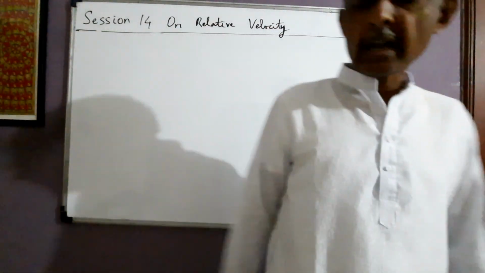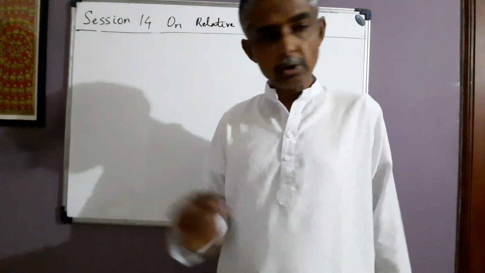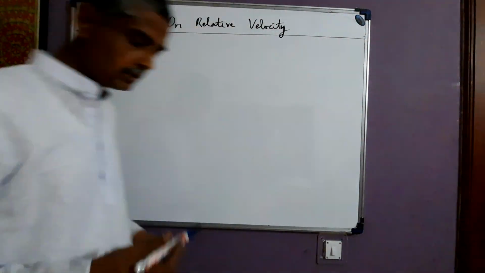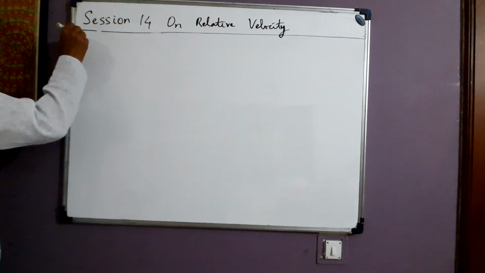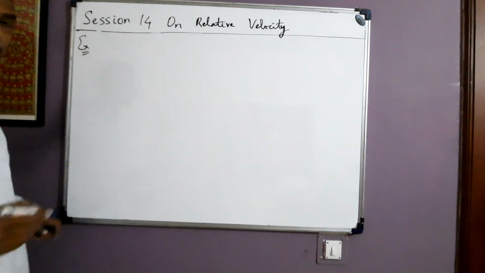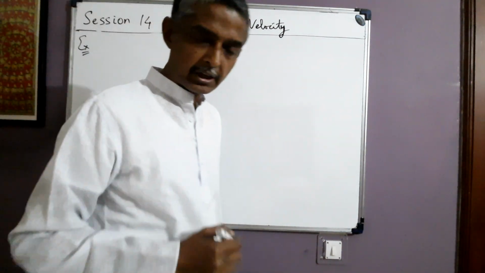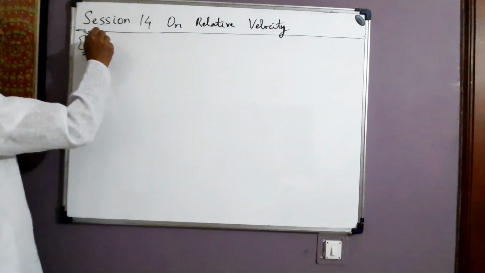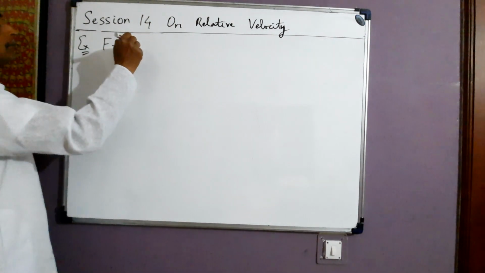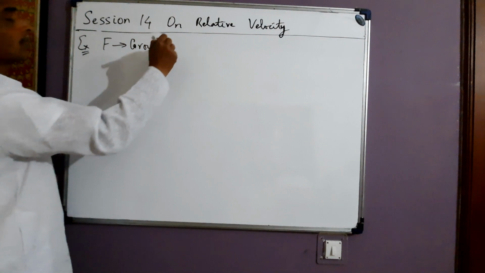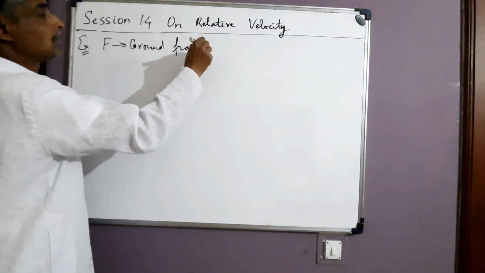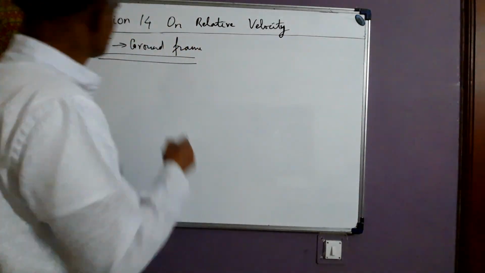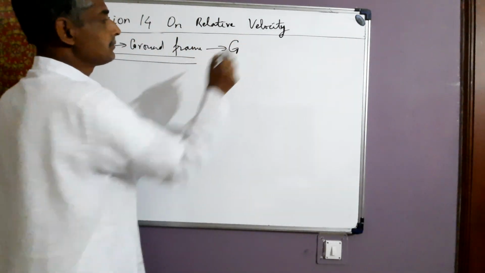So now I will take a problem to illustrate these formulas which we derived in the 13th session. I will write down the problem here. It's a numerical problem. I will take it up just now. See, the problem is this. Instead of F, we have the ground frame. Fine. So we denote the ground frame by G.